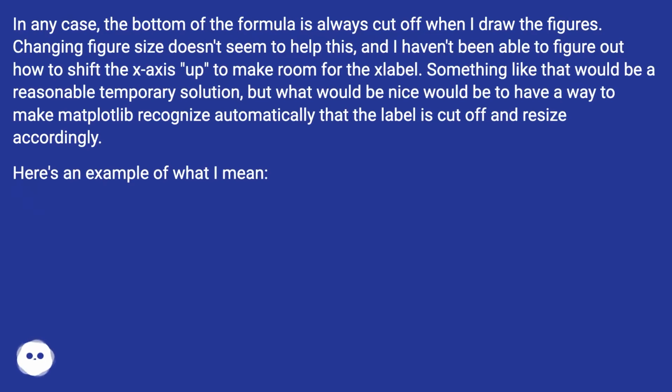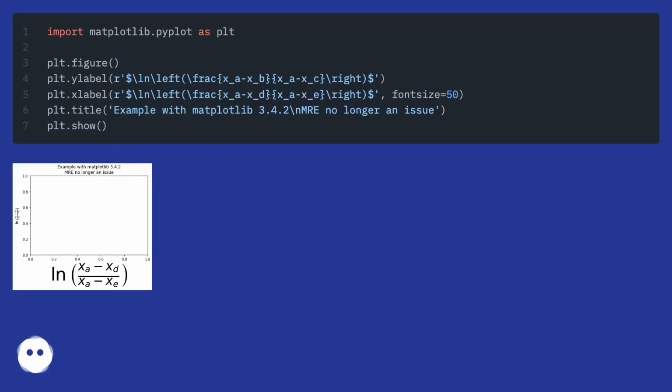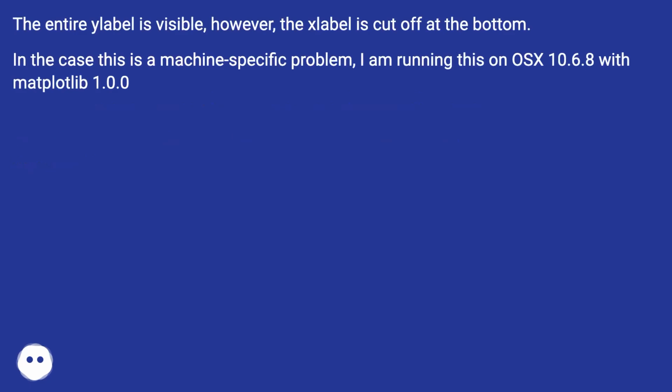Something like that would be a reasonable temporary solution, but what would be nice would be to have a way to make matplotlib recognize automatically that the label is cut off and resize accordingly. Here's an example of what I mean. The entire label is visible, however, the X label is cut off at the bottom. In case this is a machine-specific problem, I am running this on OS X 10.6.8 with matplotlib 1.0.0.